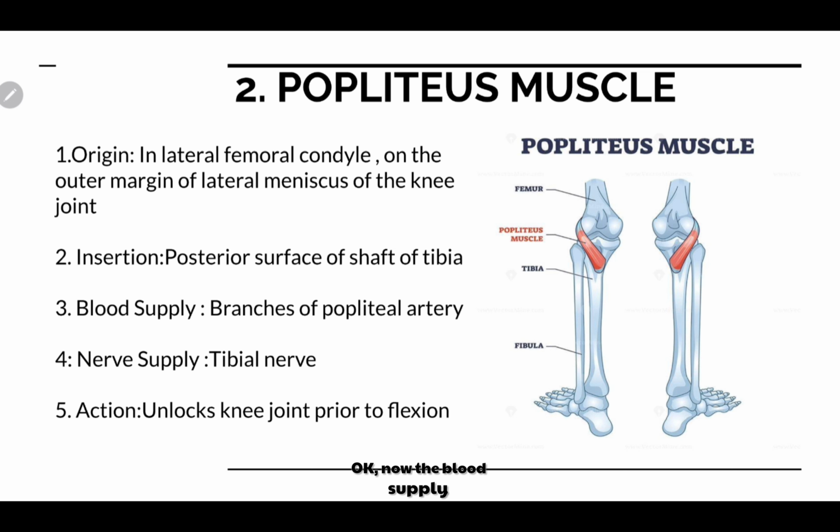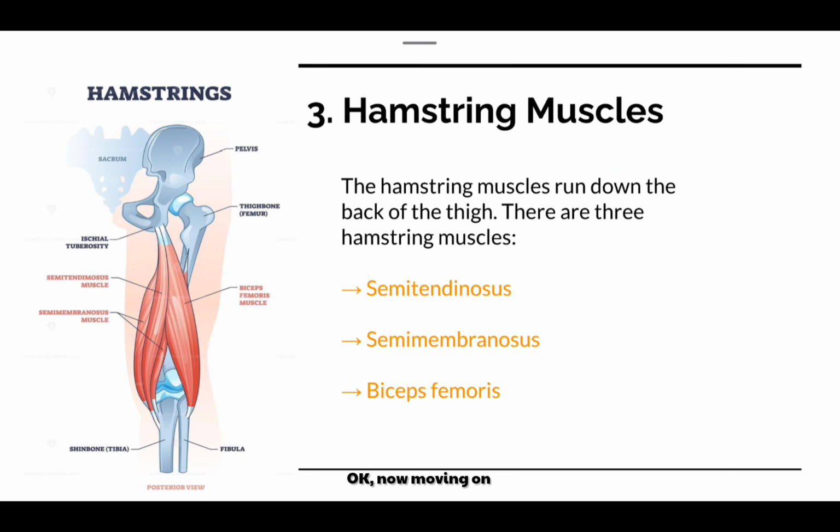Now the blood supply. The blood supply of popliteus muscle is the popliteal artery. Branches of popliteal artery provide blood supply to popliteus muscle. Now the nerve supply. The nerve supply of popliteus muscle is tibial nerve. Now the action, which is the most important thing. The action of popliteus muscle is to unlock knee joint prior to flexion. So prior to the flexion of knee joint, the unlocking of knee joint is performed by the popliteus muscle. So that's it for this question. These 5 points are very important for any 2 mark question about a muscle. Now moving on to the next question.